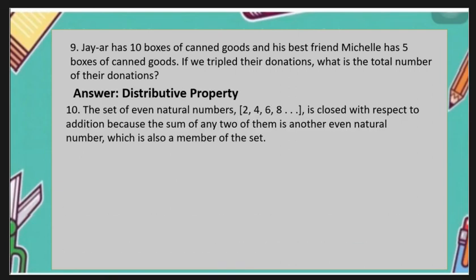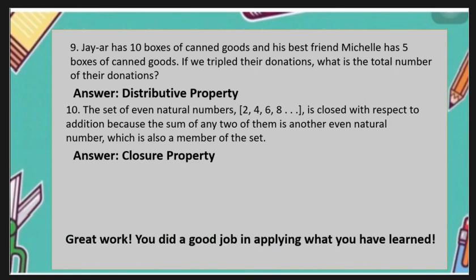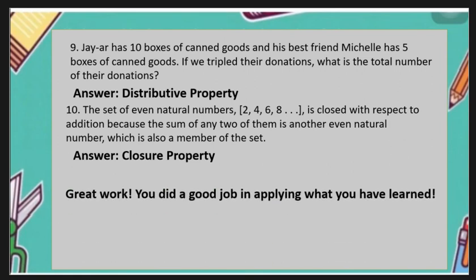The last one, we have the set of even natural numbers 2, 4, 6, 8, and so on is closed with respect to addition because the sum of any two of them is another even natural number, which is also a member of the set. What kind of property? Okay, that is closure property. Great work! You did a good job in applying what you have learned.